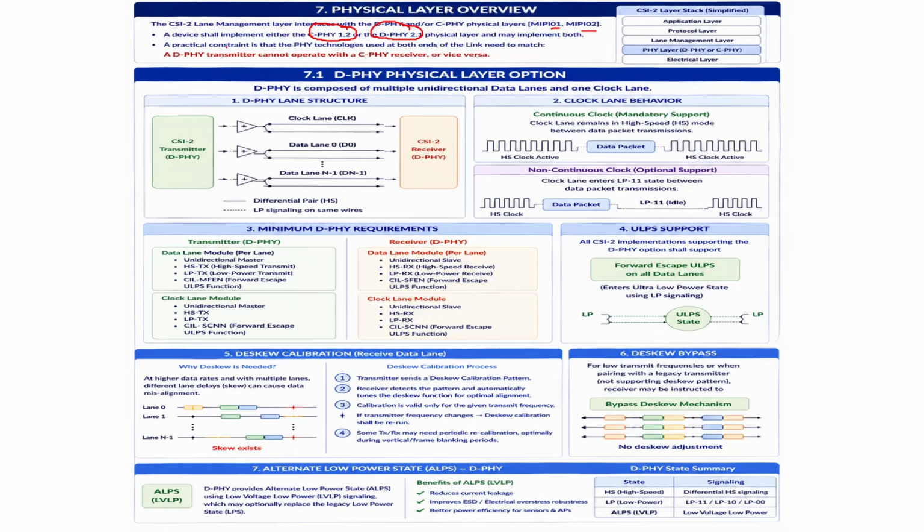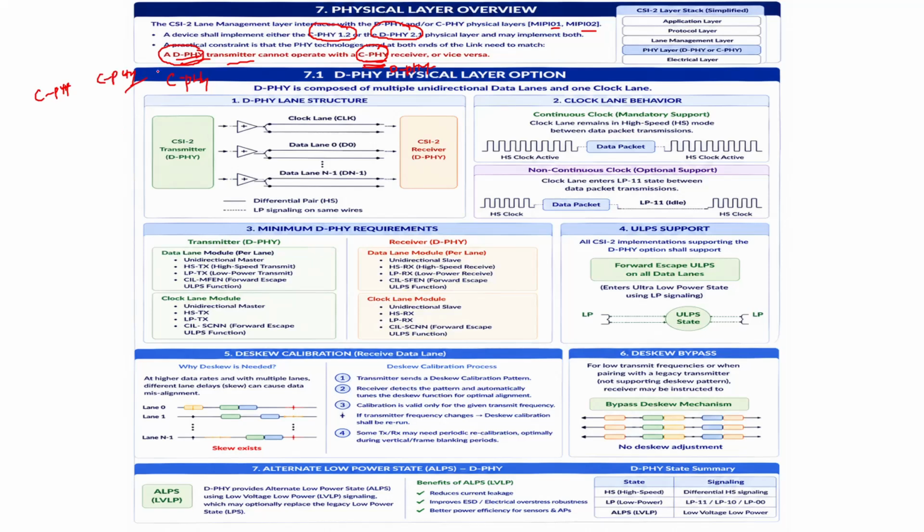Okay, I told you, if on the transmitter side we are using D-PHY, and on the receiver side we are using C-PHY, that cannot be allowed here. We need to use D-PHY on the transmitter side as well as D-PHY on the receiver side. C-PHY on the transmitter side and D-PHY on the receiver side is not allowed. If C-PHY is used on the transmitter side, then only C-PHY is used on the receiver side.